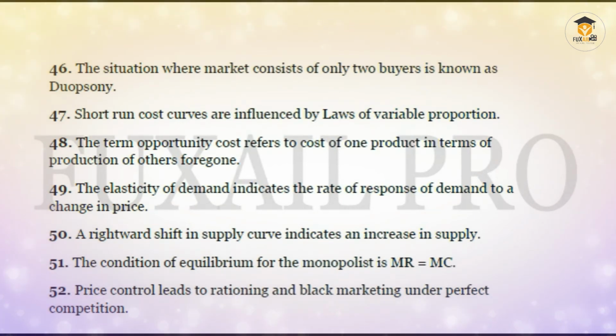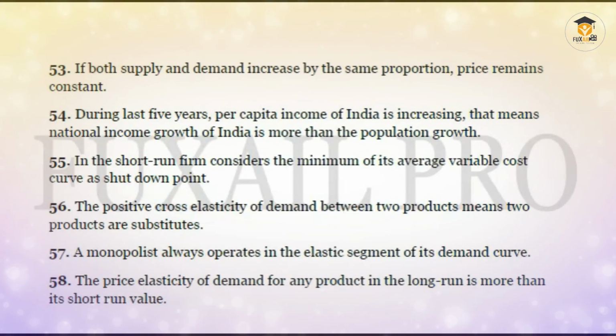51. The condition of equilibrium for the monopolist is MR equals MC. 52. Price control leads to rationing and black marketing under perfect competition. 53. If both supply and demand increase by the same proportion, price remains constant. 54. During last 5 years, per capita income of India is increasing, that means national income growth of India is more than the population growth.